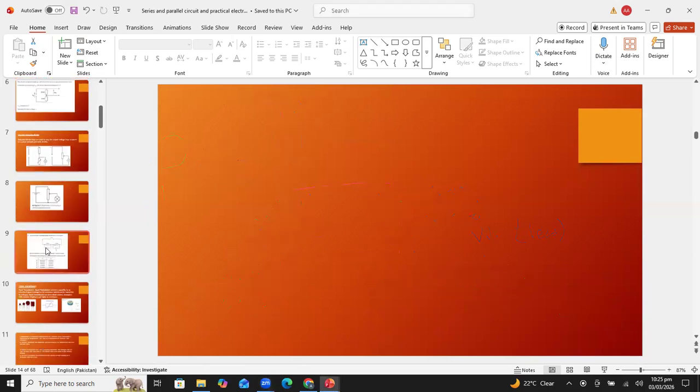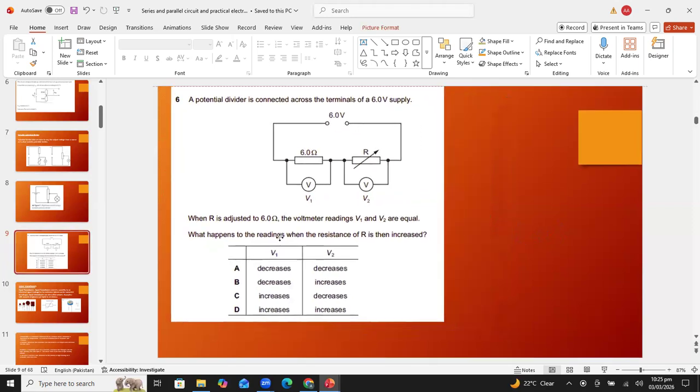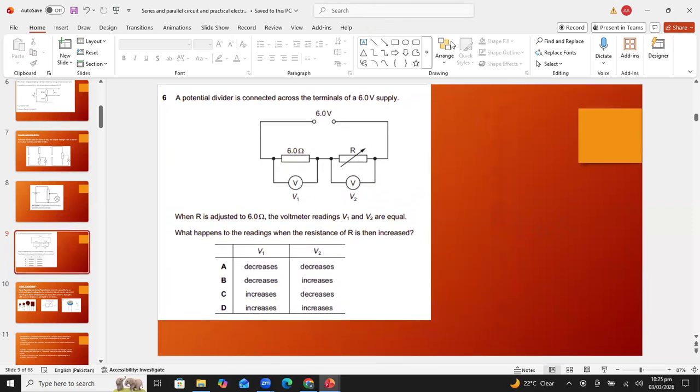So I need to show you one question. Question number 6. Look at this question number 6, which I have taken from your past papers, beta, MCQs component. In this question, they are saying a potential divider is connected across the terminal of 6 volt. So you can see it's a 6 volt DC battery. All right, this is a fixed resistor whose resistance is 6 ohm and a voltmeter is connected in parallel with this resistor, which is V1. This is a variable resistor. Its resistance can be changed and a voltmeter which is connected across this resistor is V2.